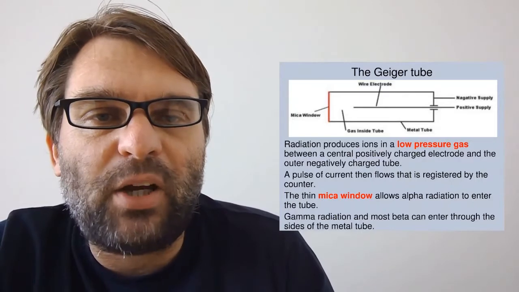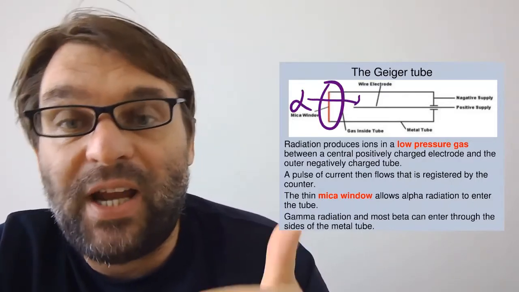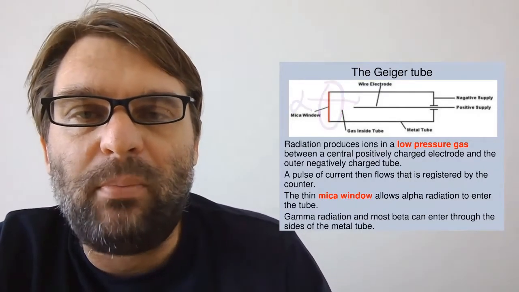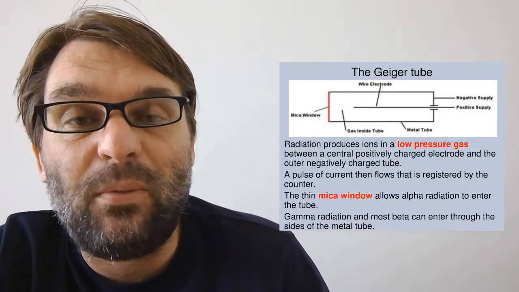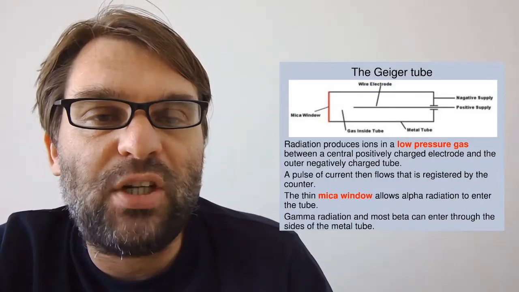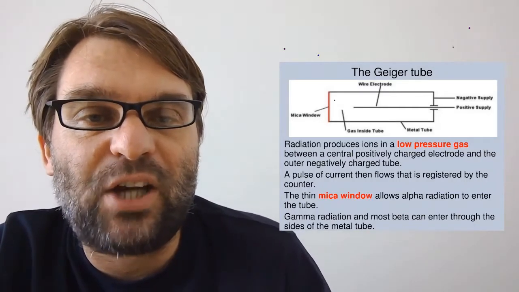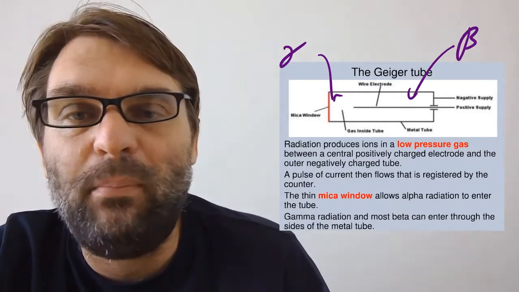There is a thin mica window which allows alpha radiation to get through, because remember, it's so slow moving it gets stopped by even just a few pieces of paper. Gamma radiation and most beta radiation can actually enter through the sides of the Geiger-Muller tube.